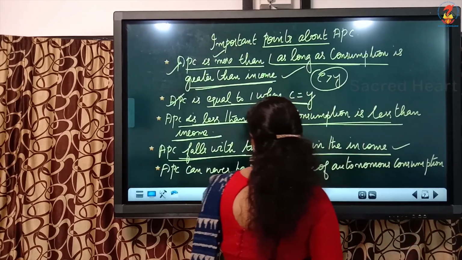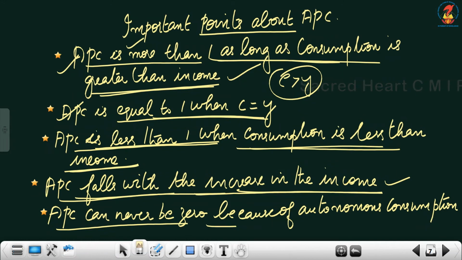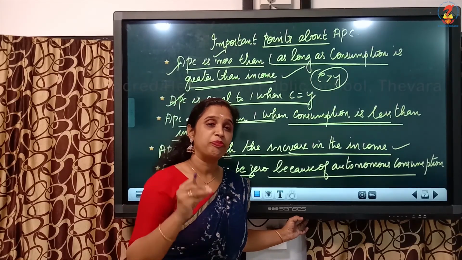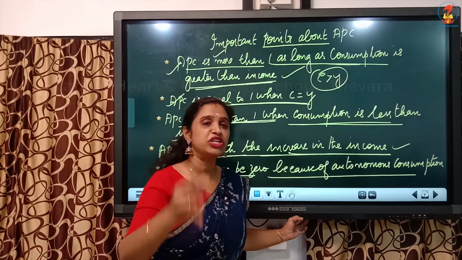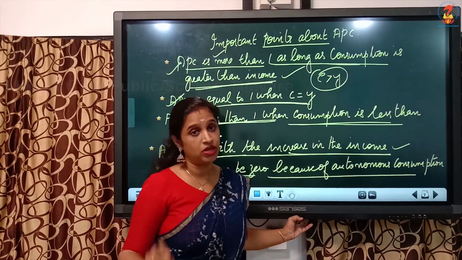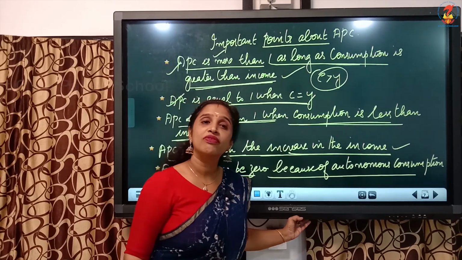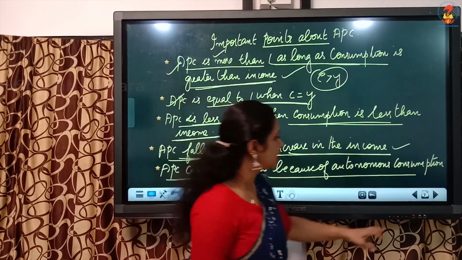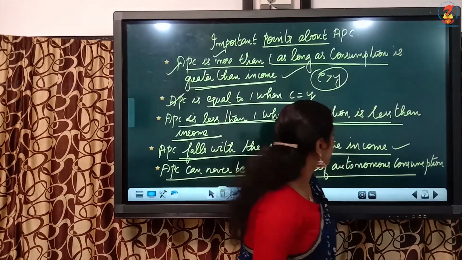Now we will move on to the next one. APC can never be 0 because of autonomous consumption. Why can APC not be 0? If APC has to be 0, nothing should be consumed. There is no situation where nothing is consumed, because you know, even at 0 level of income there is a minimum level of consumption. So these are the properties of APC.